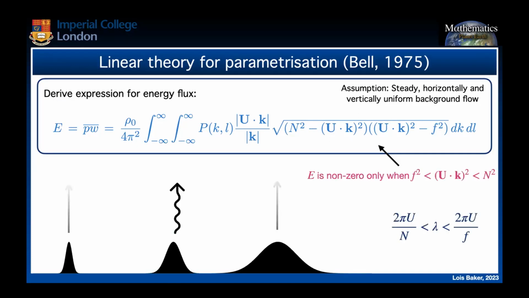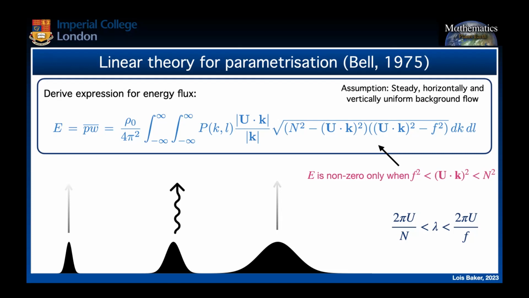And one thing to notice here is this term under the square root. And what this means is that the energy flux is non-zero only when u dot k, which is the intrinsic frequency of the waves, is between f, the Coriolis parameter, and n, the buoyancy frequency. So effectively what that does is it sets a range of horizontal scales on which your propagating lee waves can be generated. So say the horizontal wavelength lambda is between 2 pi u over n and 2 pi u over f. And in the ocean, that might be between about 1 and 10 kilometers.